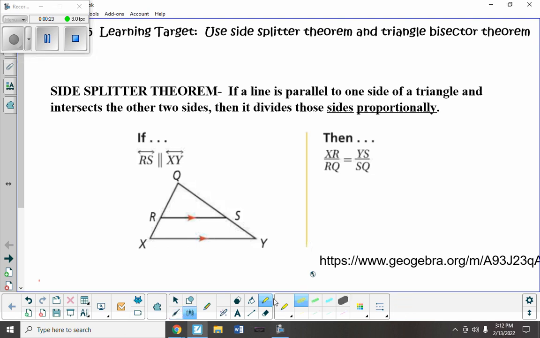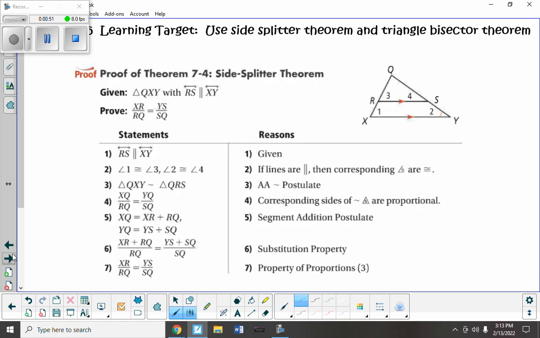So in other words, if line RS is parallel to line XY in the triangle, then XR, so this length, is to RQ as YS is to SQ. So the ratio between XR and QR is the same as the ratio between SY and SQ. And here is the proof of that, which uses similar triangles and properties of proportions.